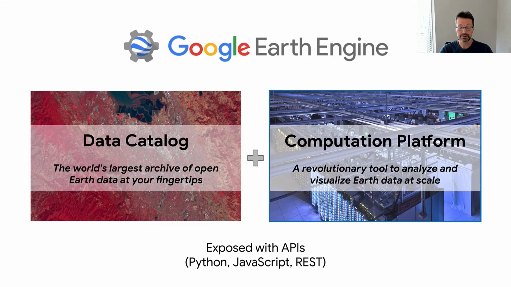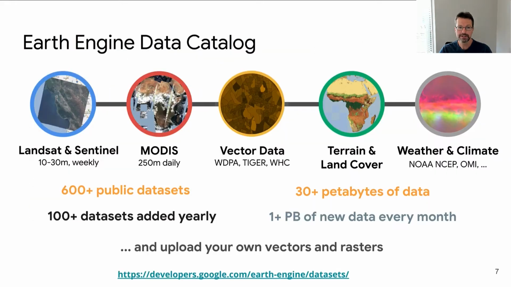Earth Engine is composed of two important parts: a very large data catalog of earth science data and a computational platform that allows you to apply algorithms to that earth science data to get results that you need. This functionality is available through a variety of APIs, including Python, JavaScript, and a REST API. The Earth Engine data catalog is extensive. It contains currently over 30 petabytes of data, and we're adding about 1 petabyte of new data every month to it. The largest data sets in the catalog are from satellite imagery, from the Landsat and Sentinel programs, but we also have vector data in here, terrain and land cover, weather and climate data.